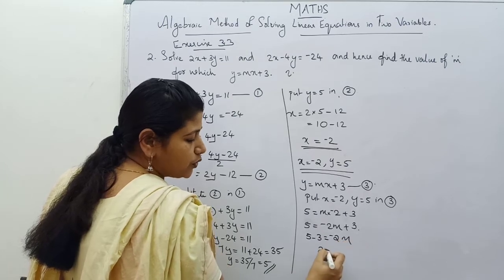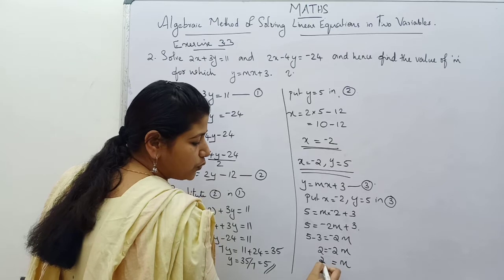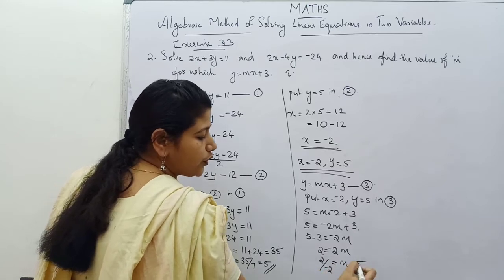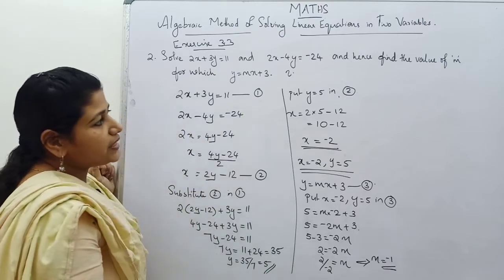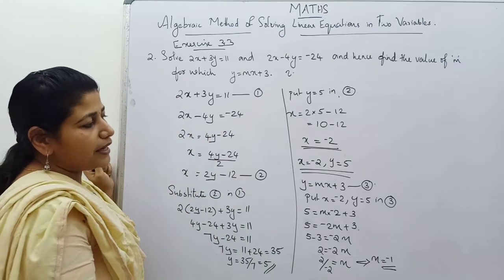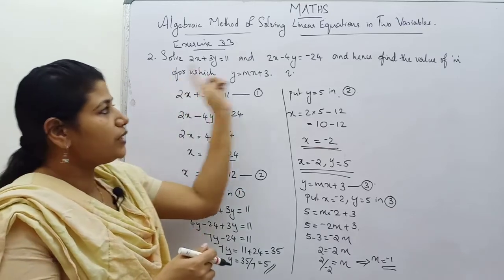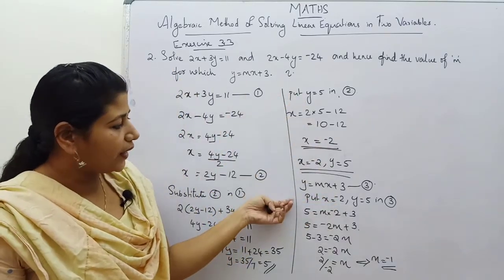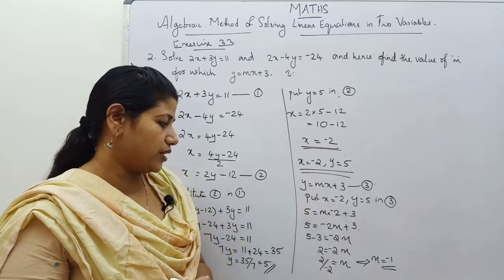5 minus 3 is 2, so 2 equal to negative 2m. And m can be written as 2 by negative 2, so m equal to negative 1. This is your answer. You found x equal to negative 2 and y equal to 5 as the solutions for the first two linear equations, and hence you found the value of m by substituting these values in the third equation.